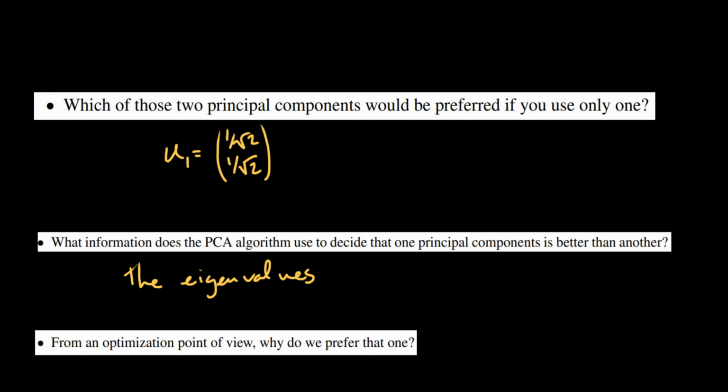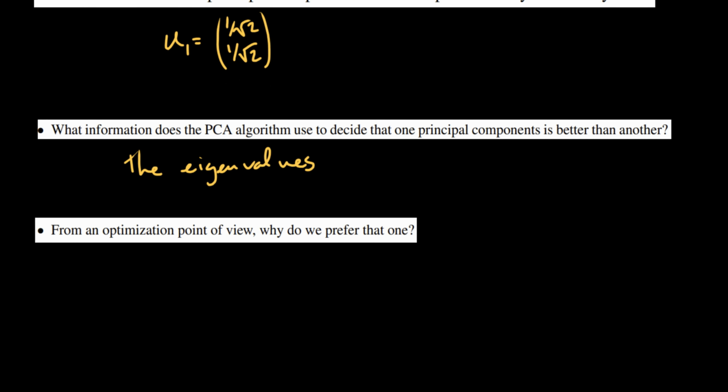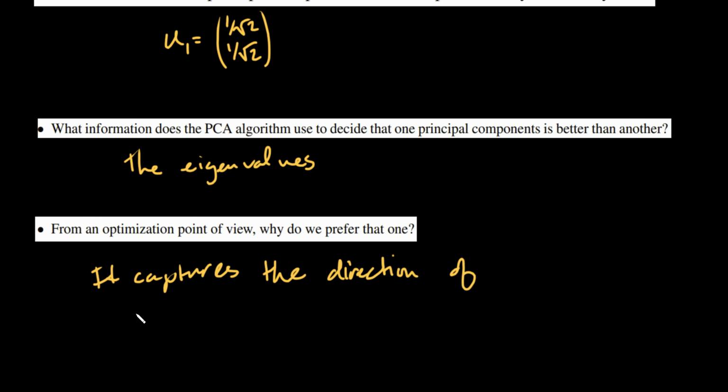And if you're wondering why, you look at the next question. It says, from an optimization point of view, why do we prefer that one? We prefer the principal component that has the highest eigenvalue of x dot transpose x dot, because the eigenvector associated with that captures the direction of greatest variance of the data.